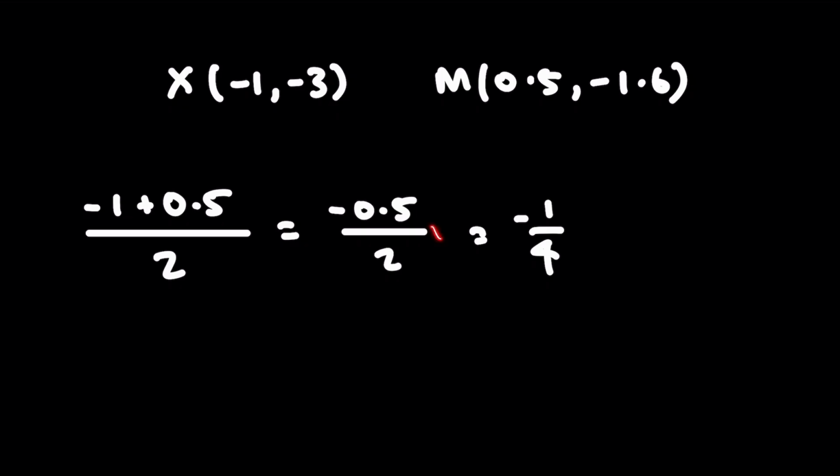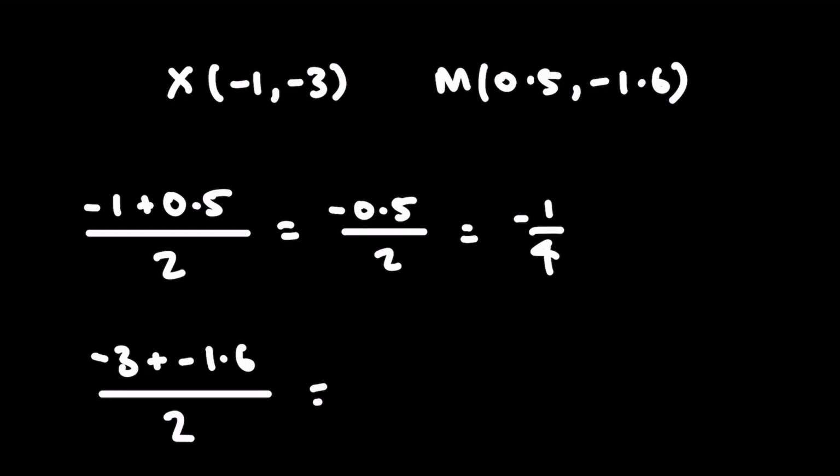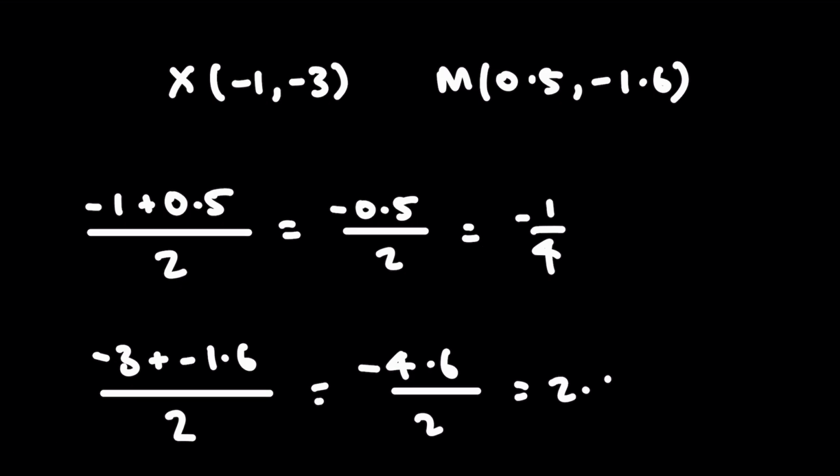And the way I got -1/4 was I times the top and bottom by 2, so then I don't have a decimal on the numerator. So that's how you work out the x's. And the y values is the same way. -3 plus -1.6 divided by 2. And that's the same thing as -4.6 divided by 2, which is simply equal to -2.3.